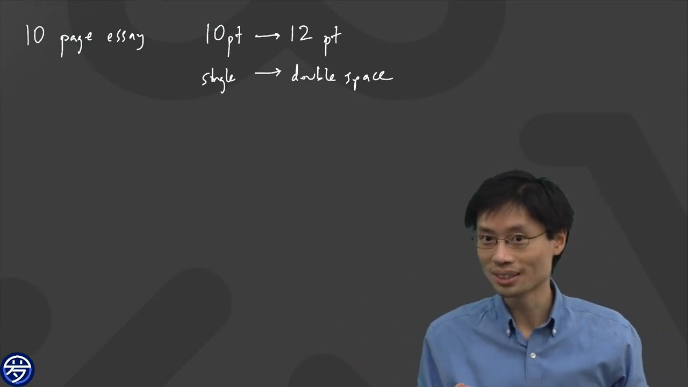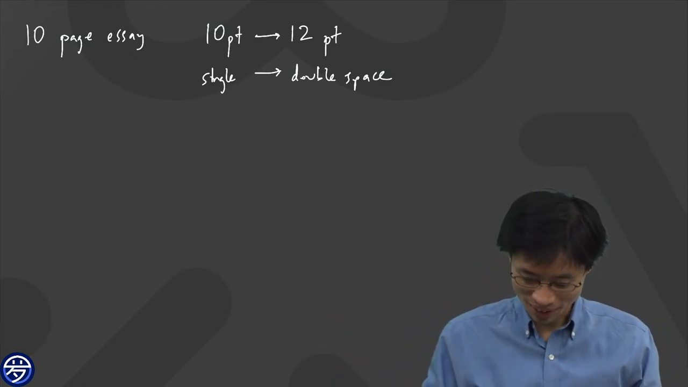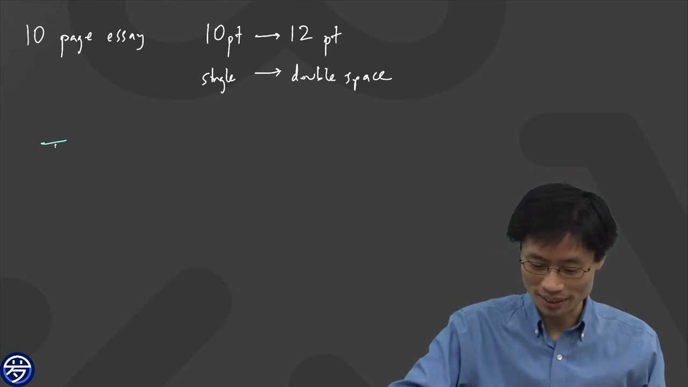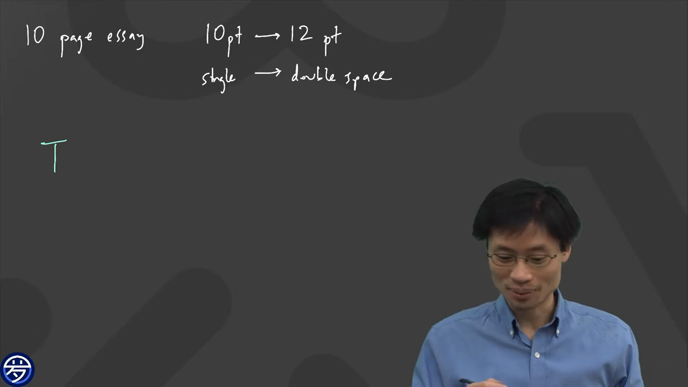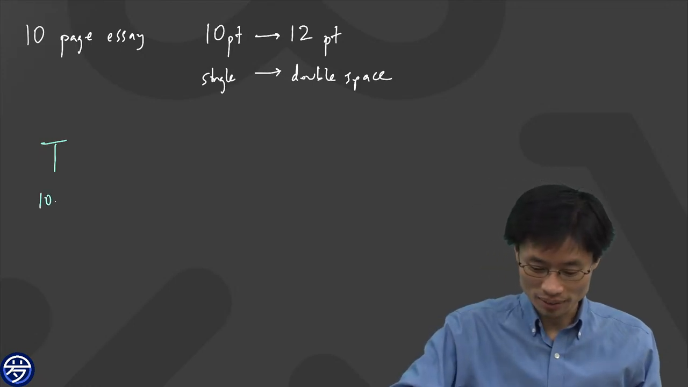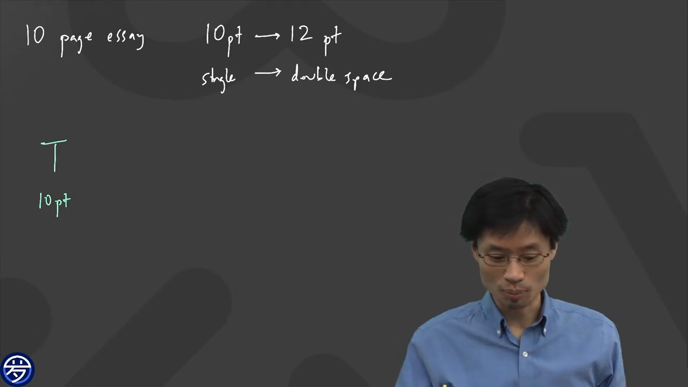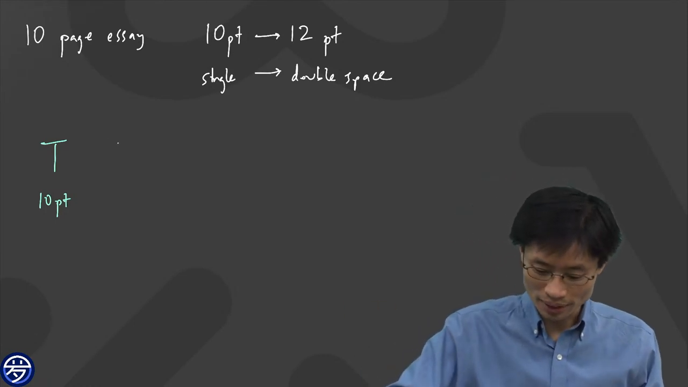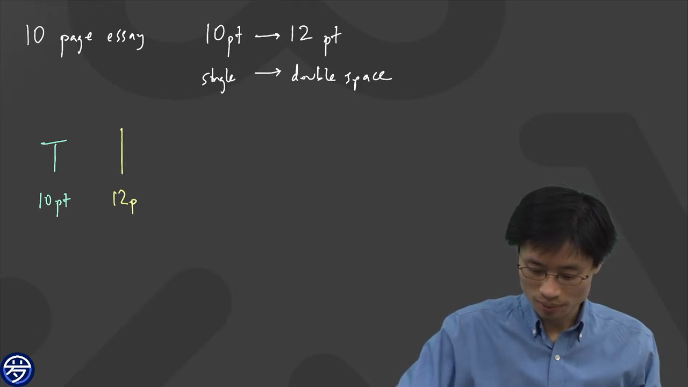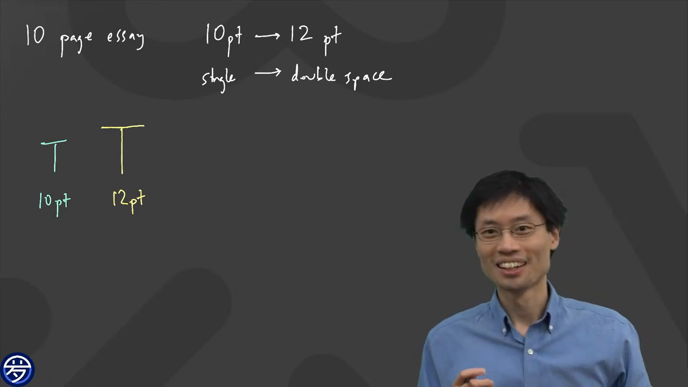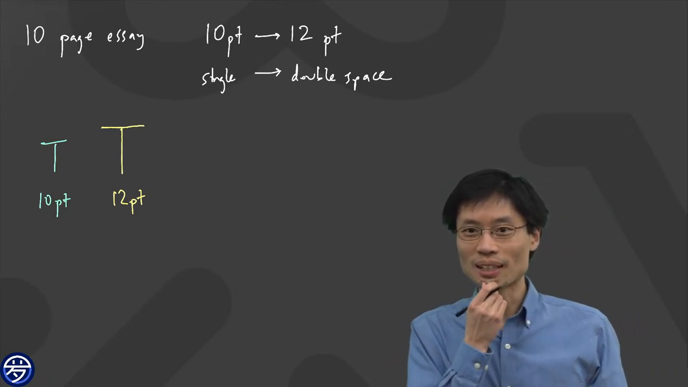On the other hand, what does the 10-point to the 12-point do? How do I think about this? If I go from 10-point font to 12-point font, here's a T. Imagine that that was the T in 10-point. Now, if that was the T at 10-point, what is the T at 12-point? It has to be taller, and also it has to be wider. Aha. Now, what's the right way to think about this?